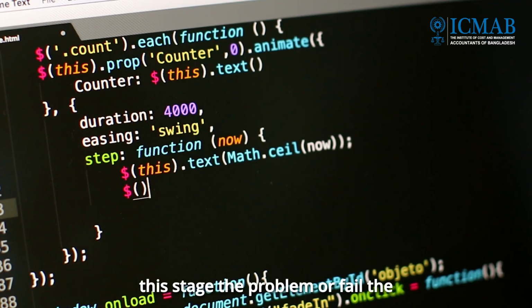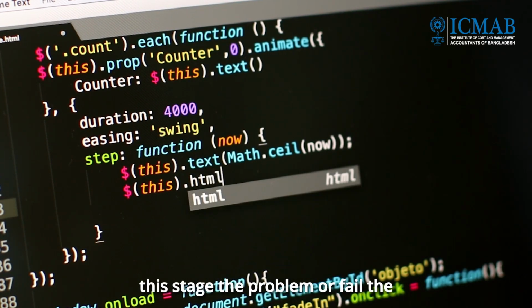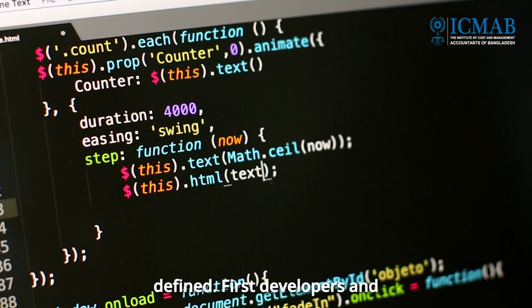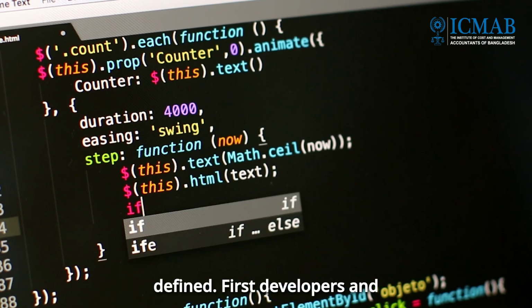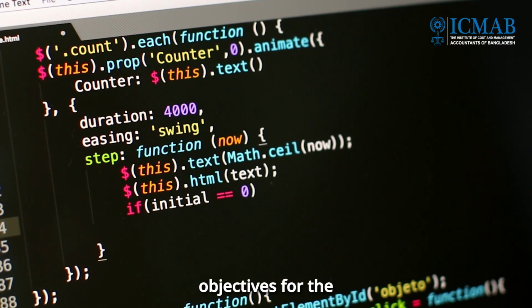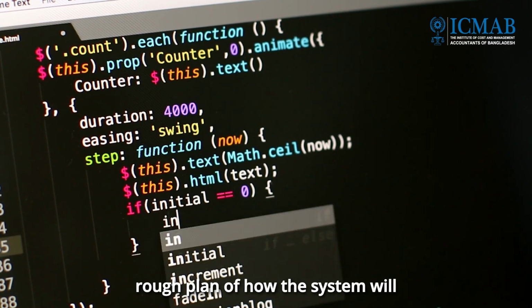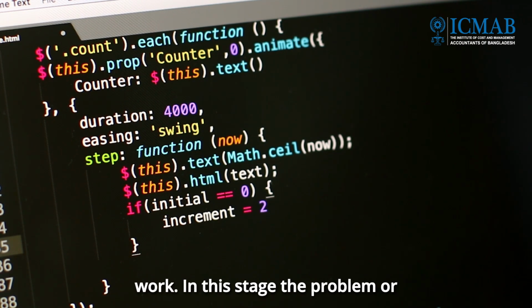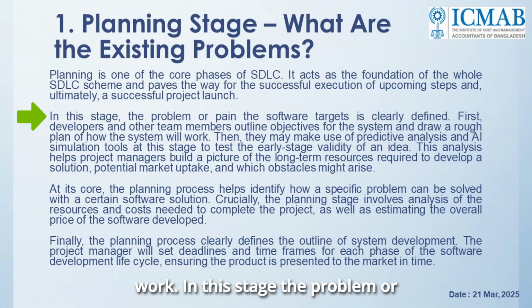In this stage, the problem or pain the software targets is clearly defined. First, developers and other team members outline objectives for the system and draw a rough plan of how the system will work.